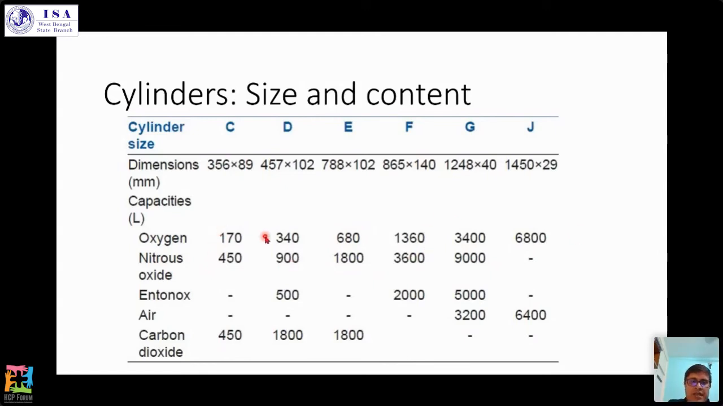But with oxygen, when you're filling it, it is going to vary. The smaller the cylinder, the thinner the cylinder, the lesser is going to be the filling pressure. So with the smaller D and E cylinders, the filling pressure would be something around 1900 psi. And with the biggest of cylinders, the filling pressure would be higher, something around 2200 psi.